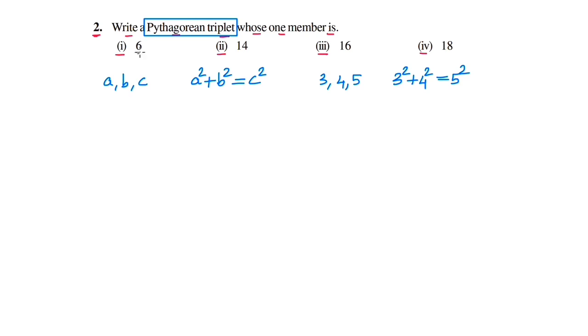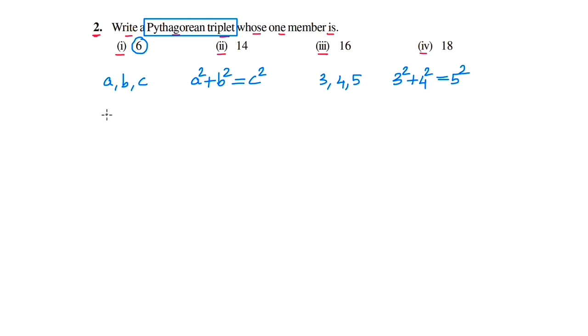Here in the first part we are given the number 6. So we have to find a Pythagorean triplet of which 6 is one of the members. To do this, we are using the formula that we have already studied, and I hope you have learned that also.